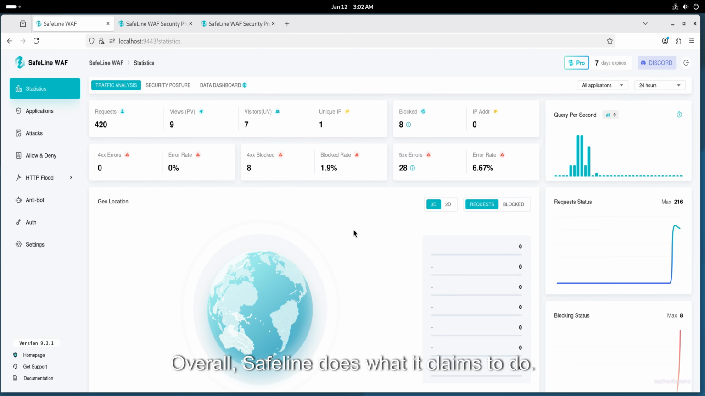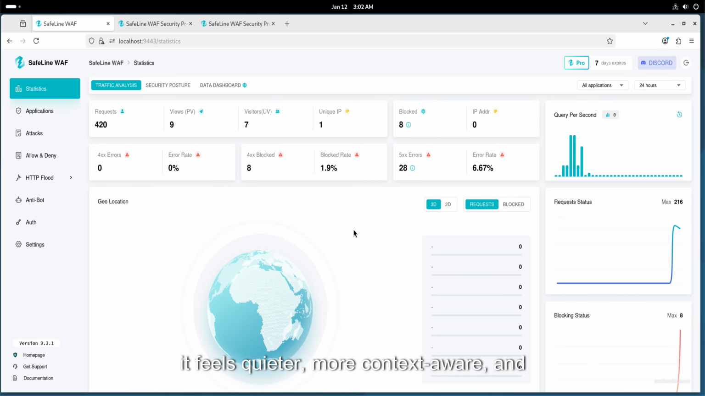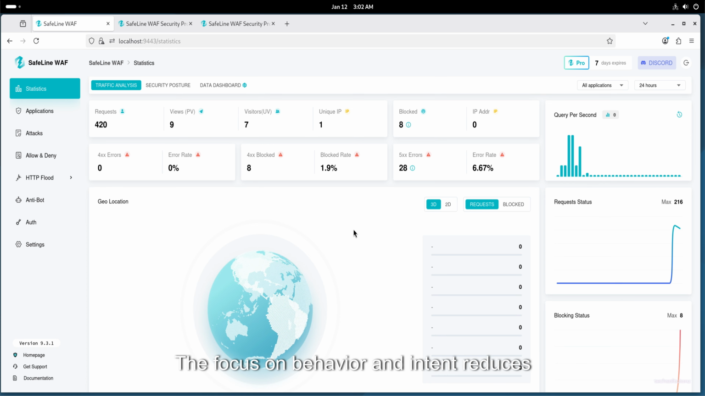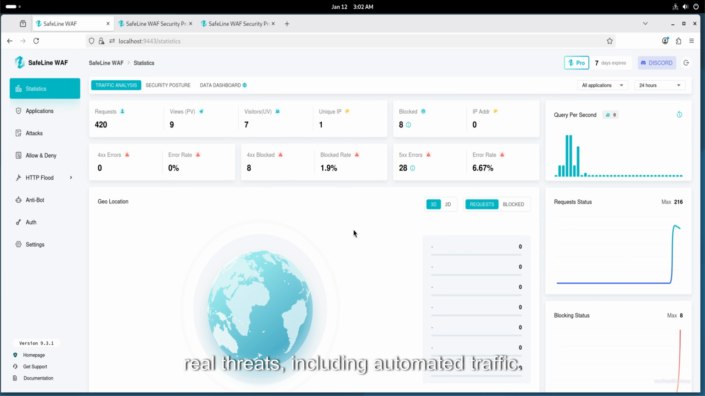Overall, SafeLine does what it claims to do. Compared to traditional rule-based WAFs, it feels quieter, more context-aware, and more transparent. The focus on behavior and intent reduces unnecessary friction while still blocking real threats, including automated traffic.